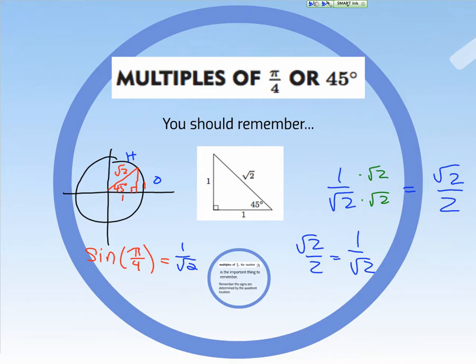I know I mentioned this sometime this week or last week that the IB doesn't so much care if you have a radical in the denominator. So if you look at your unit circle, you're going to see this, but if you look in the back of the book, you're probably going to see this one. Okay? I just want to make sure we're good. Are we good?